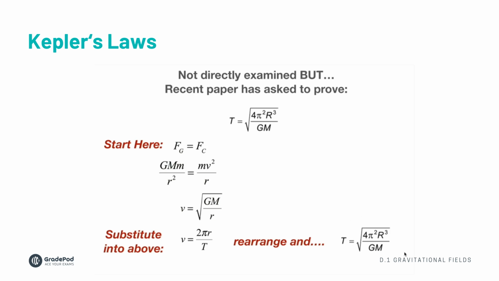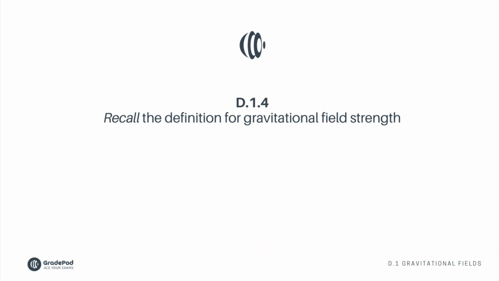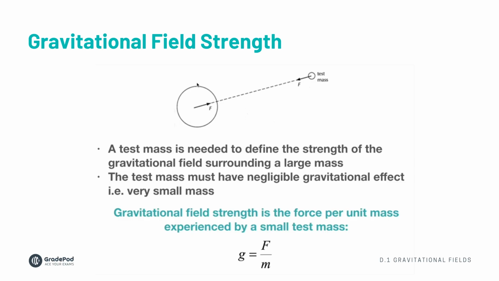This difficult looking formula is a representation of Kepler's third law. Gravitational field strength. We are now looking at one object, one large object. Let's pretend it's the Earth or the Sun or some astronomical body. When we're thinking of large masses, a force is felt at a distance all around this large mass.